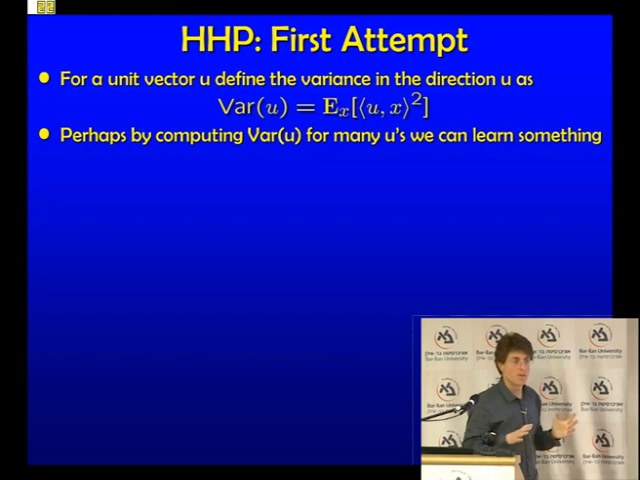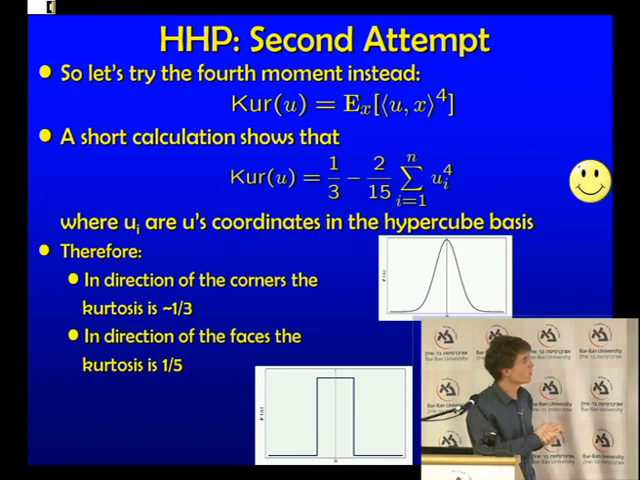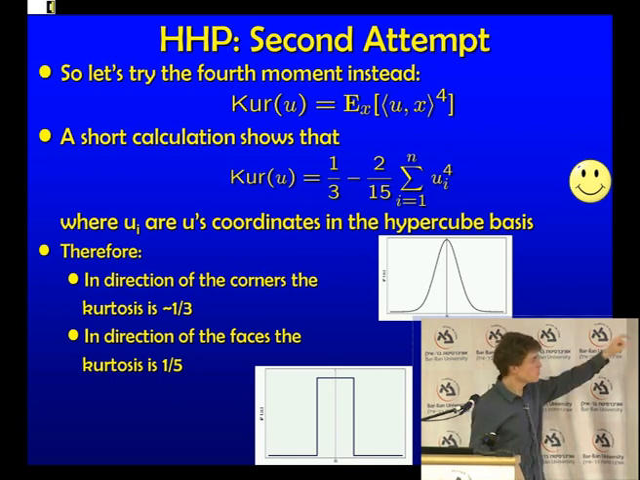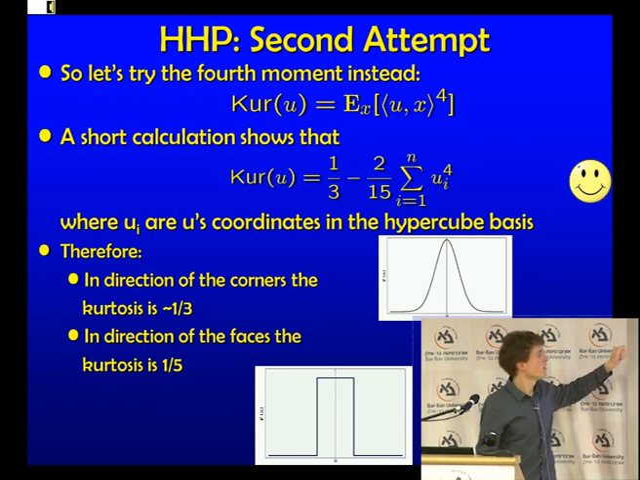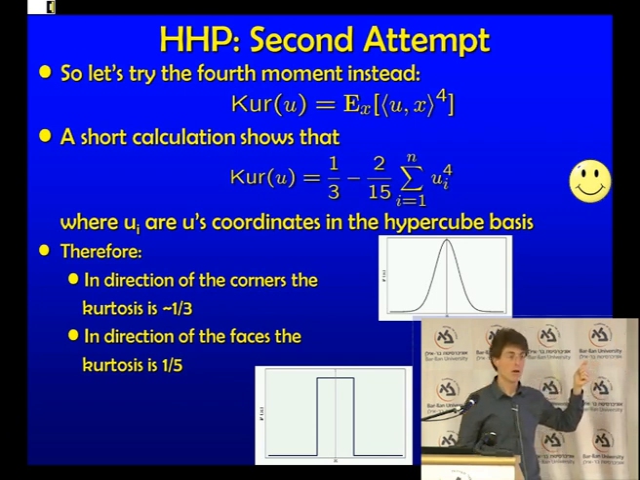Okay, and I won't repeat Christian's mistake because I know you know what the answer is. Here's the second attempt. Instead of doing the second moment, the idea, and this is what made everything work, is to go to the fourth moment. Essentially we're repeating the same thing, but we'll now consider the expectation of the inner product of u and x to the power of 4. You do the calculation, it's not much more difficult, it's a nice exercise, and you see that this quantity, called the kurtosis, depends on the direction of the vector u.